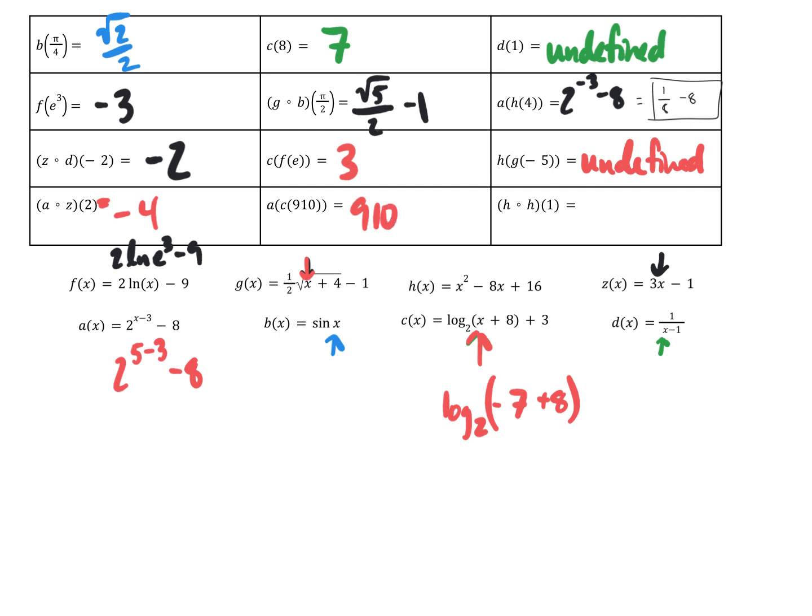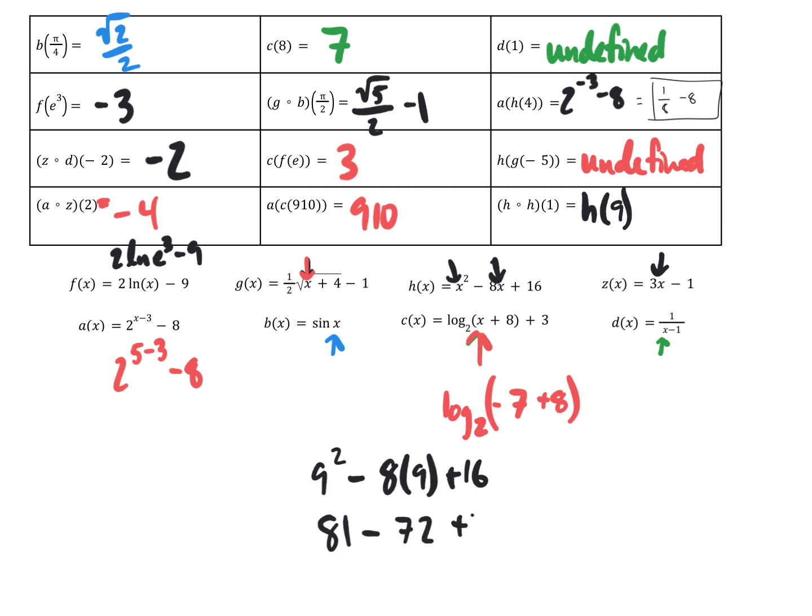Okay, h composed with h of 1. Who wrote these problems? Okay, h of 1. 1 squared is 1. 1 minus 8 is negative 7. Negative 7 plus 16 is 9. Now I need to do h of 9. So I've got to take my 9 and put that in. So I get 9 squared minus 8 times 9 plus 16. I get 81 minus 72 plus 16. I get 9 plus 16 is 25.